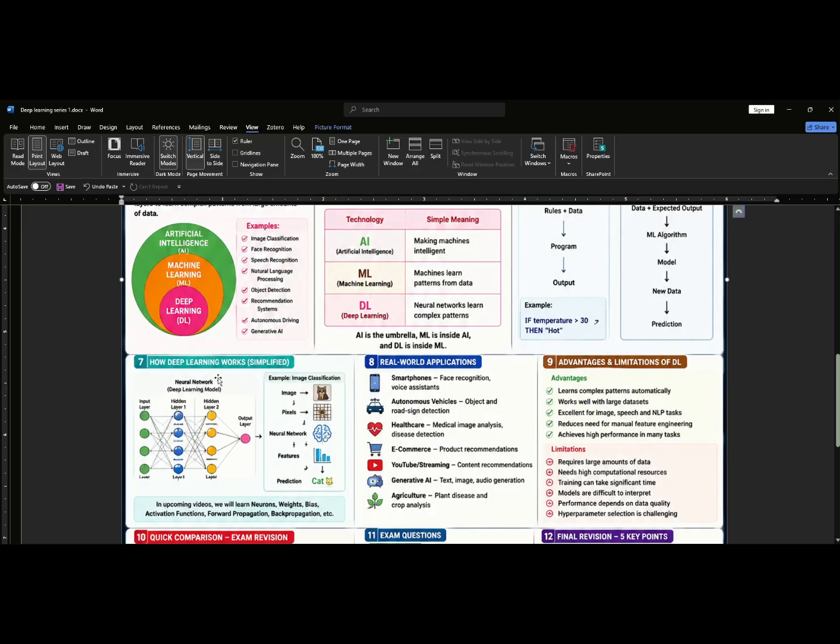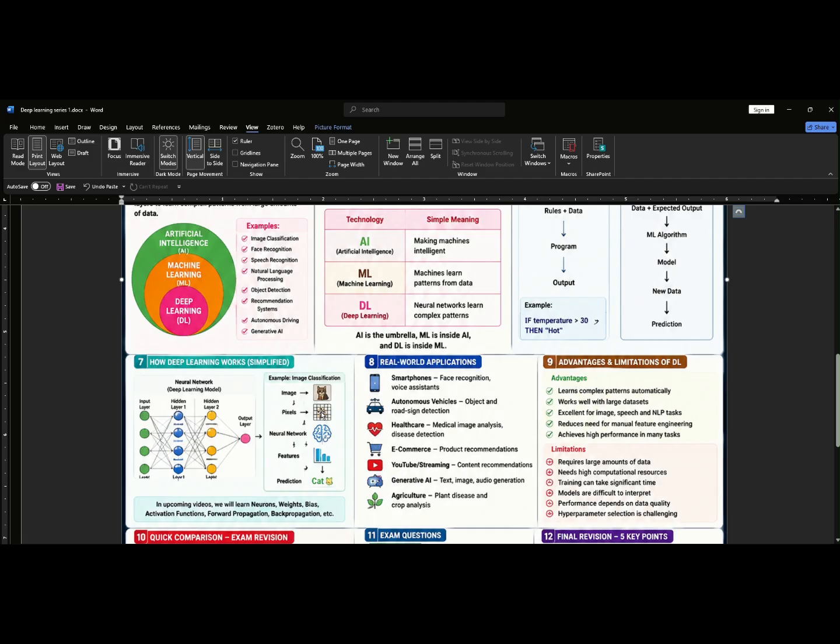Now let me cover how deep learning works in a simplified way. A neural network has input layers, output layers, and hidden layers. We want to reduce the number of iterations in the model. As the hidden layers increase, the accuracy increases. Let me give an example of image classification.